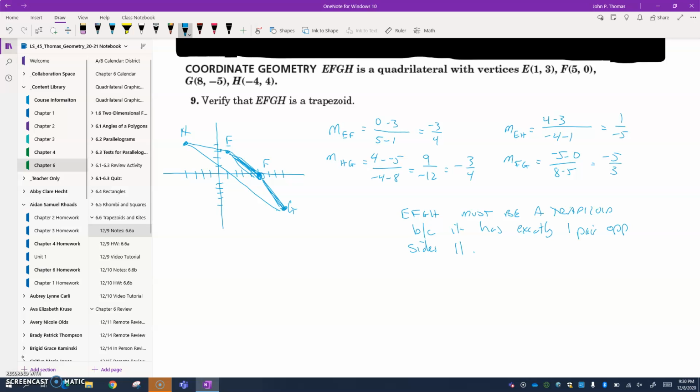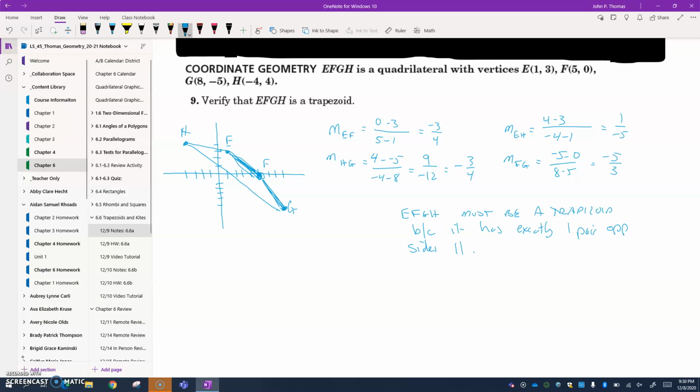Now, at this point, now that I've ruled out parallelogram, I don't need to check to see if it's a rhombus or a rectangle or any of that, because once parallelogram's ruled out, so are all the shapes that are underneath that. But what I do want to check for now is I want to check and see if this is actually isosceles.